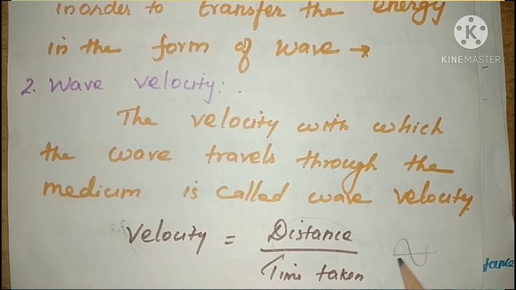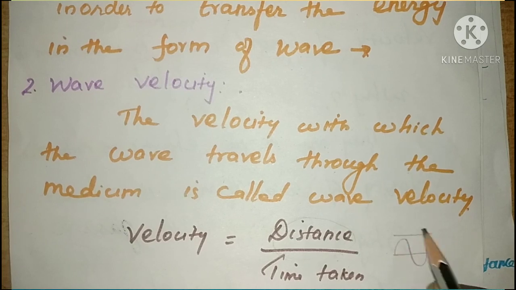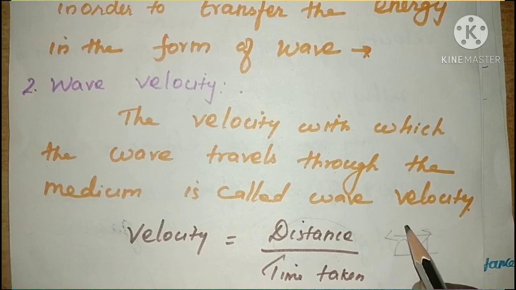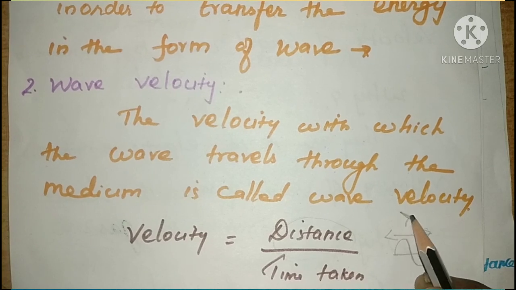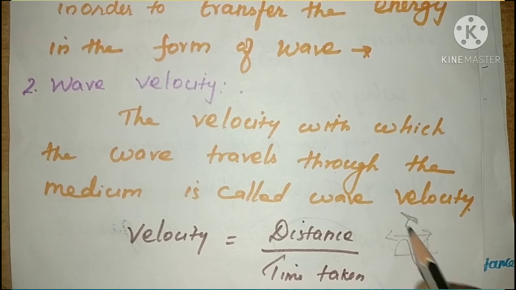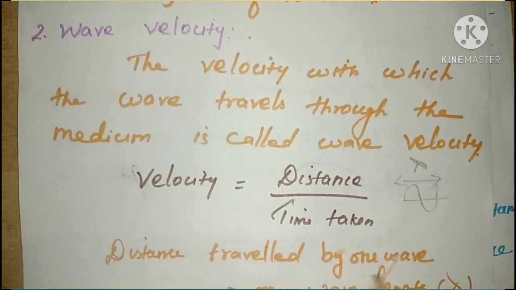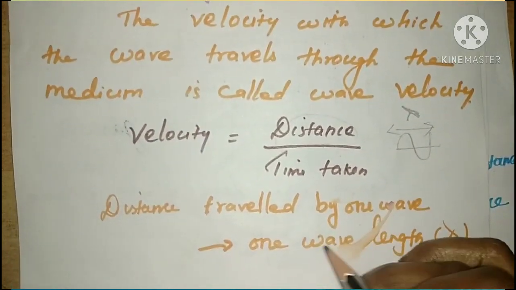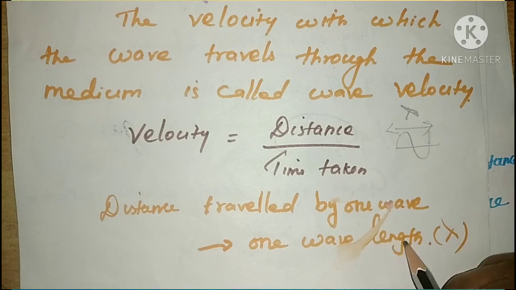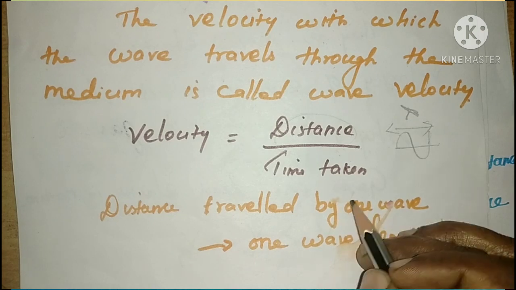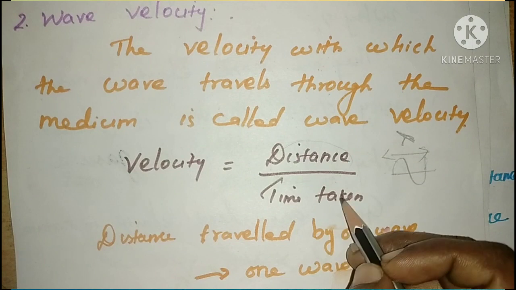In the medium, this is one complete wave, and the distance travelled by the wave is calculated as the wavelength. It is represented by lambda. So the distance travelled by one wave is equal to one wavelength, represented by lambda.